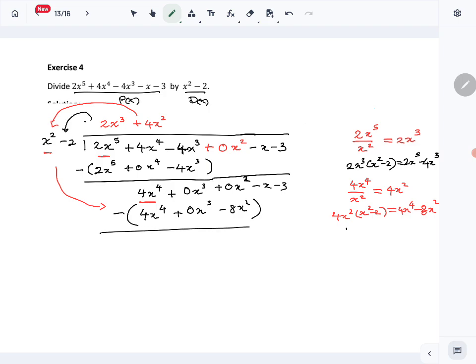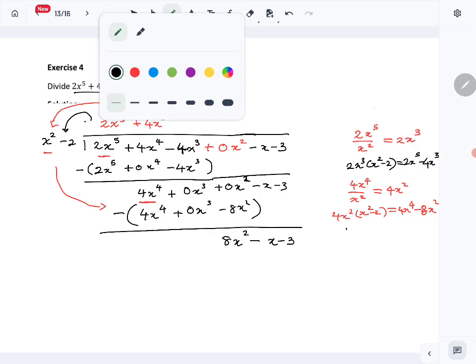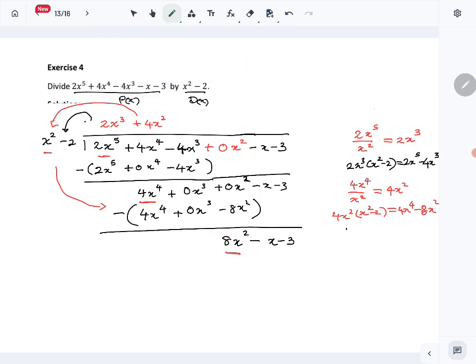Now subtract. What do you get? 4x to the 4 minus 4x to the 4 cancel, no x cube term. What happens to the x squared terms? 0 minus minus become plus, so plus 8x squared minus x minus 3, right? Then what happens? This is the new leading term inside, right? Still the degree is matched. No, this is 2, divisor is 2, so we can still continue one more step. So you do 8x squared over x squared, which is 8.